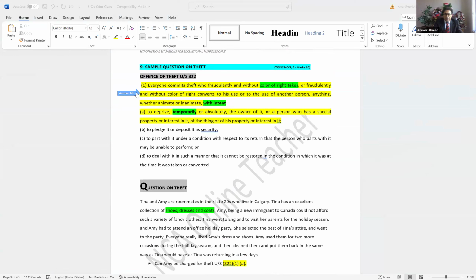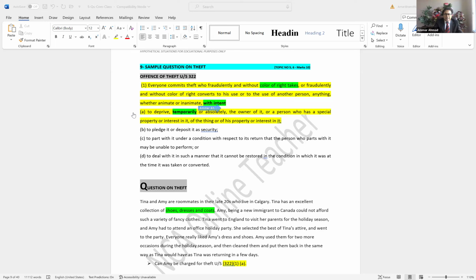Section 322 says, everyone commits theft who fraudulently and without color of right takes, or fraudulently and without color of right converts to his use. Now this is the actus reus. Fraudulently converts to his use is the actus reus, or to the use of another person. So you can also give it to some other person if the other requirement is met. This may also fall under the definition of theft. Anything, whether animate or inanimate, with intent. So intent here is the mens rea.